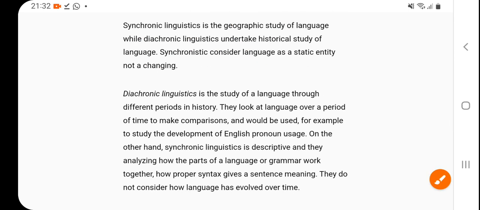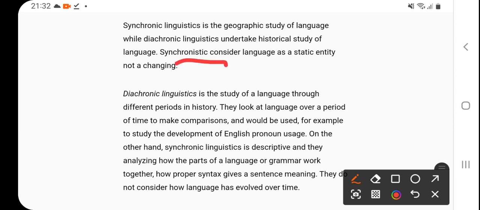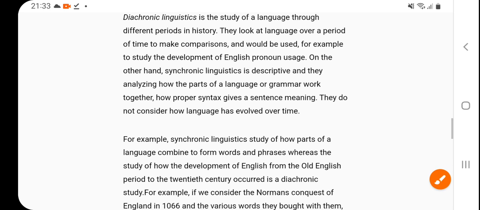Now synchronic linguistics is the geographic study of language, while diachronic study undertakes the historical study of language. Synchronic considers language as a static entity, not a changing one. So in synchronic, they suppose that the language is static and not changing, while diachronic linguistics is the study of language through different periods in history, like middle to modern, old to middle to modern.